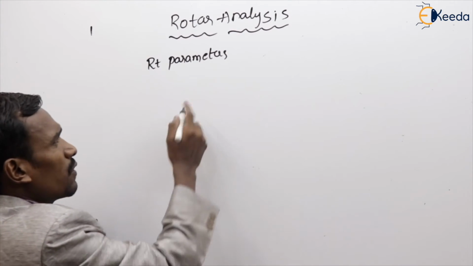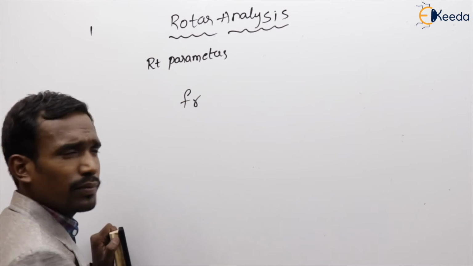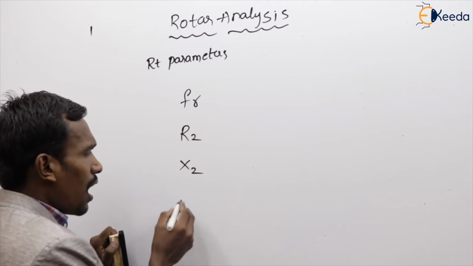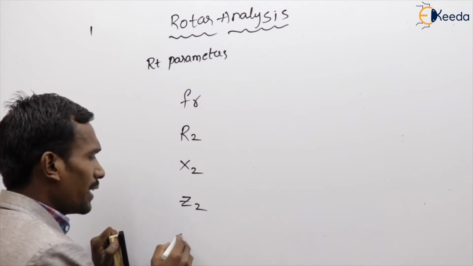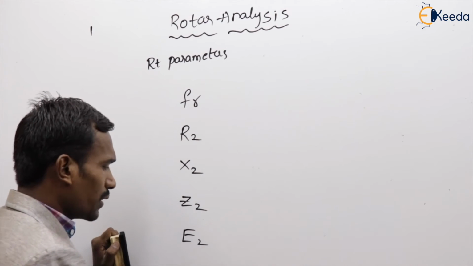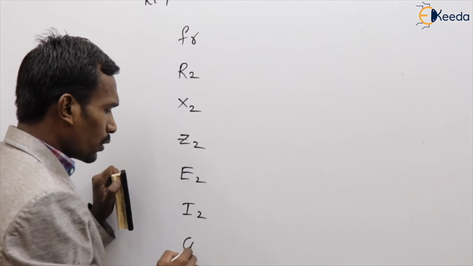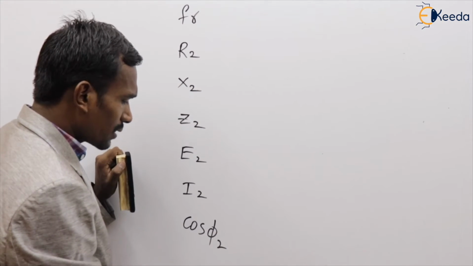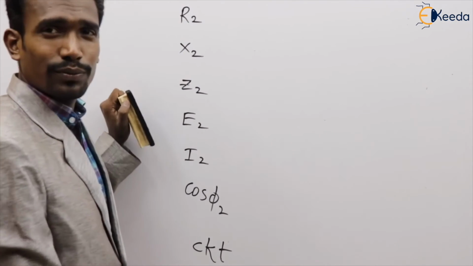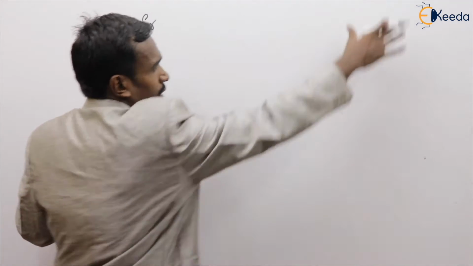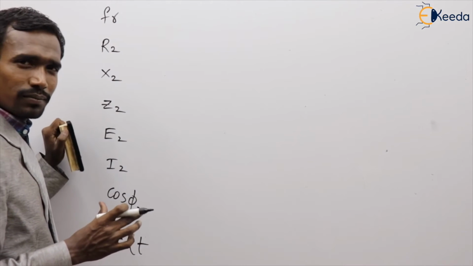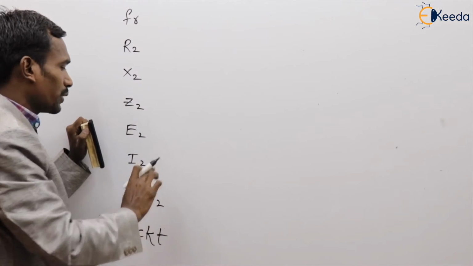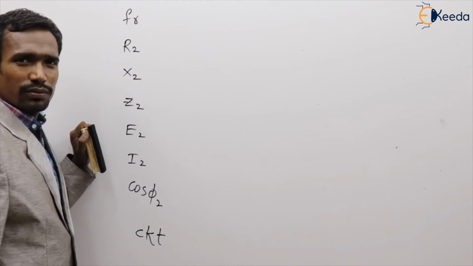These rotor parameters, what are the rotor parameters? One is the rotor frequency, and second one is the rotor resistance, and next one is the rotor reactance, and next one is the rotor impedance, and next one is the rotor EMF, and next one is the rotor current, and next one is the rotor power factor, and next one is the rotor circuit. Okay, these are the rotor parameters.